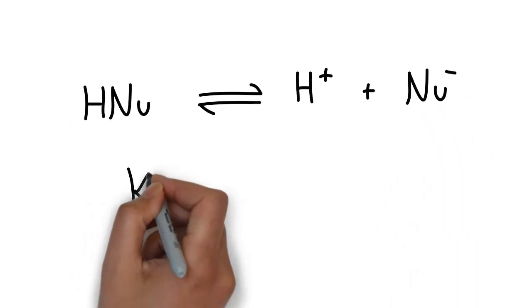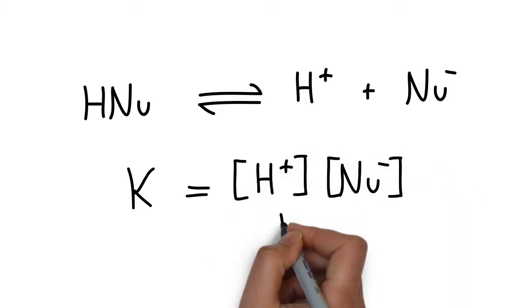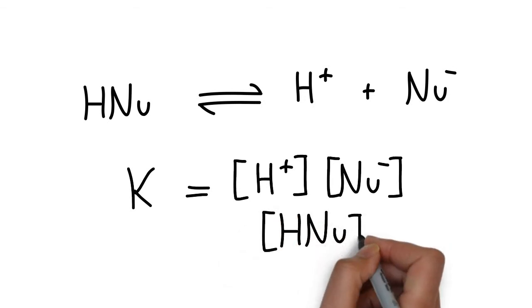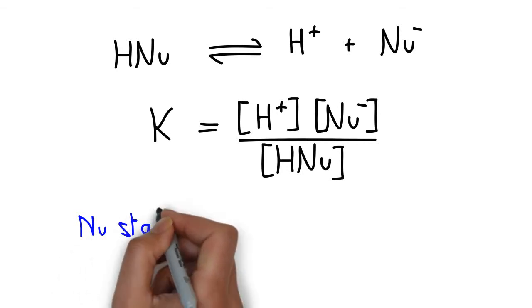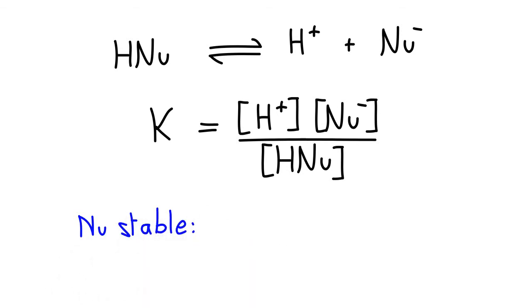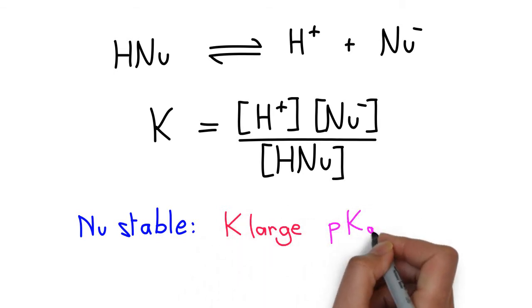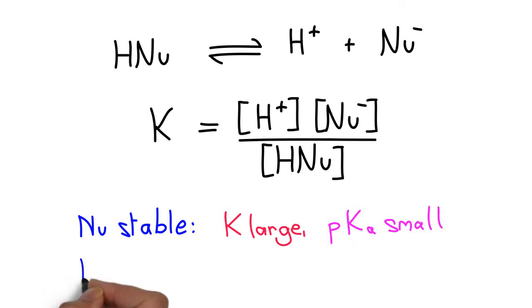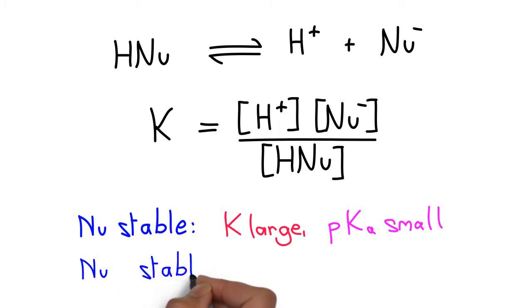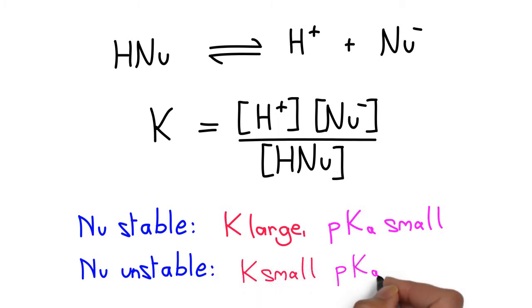Well, one way to do this is to look at the acidity of the conjugate acid. If the protonated form of the nucleophile readily dissociates into a proton and the nucleophile, then that's a strong acid. The K value for a strong acid will be big and the pKa value will be small. On the other hand, if the conjugate acid of the nucleophile does not dissociate readily, then the nucleophile will be unstable, the K value will be small, and the pKa will be large.